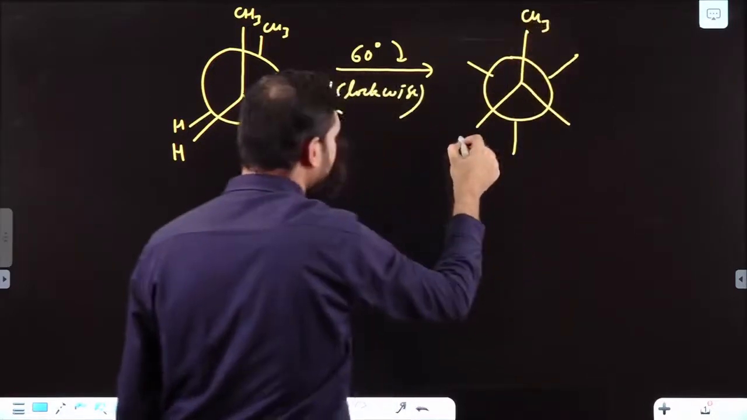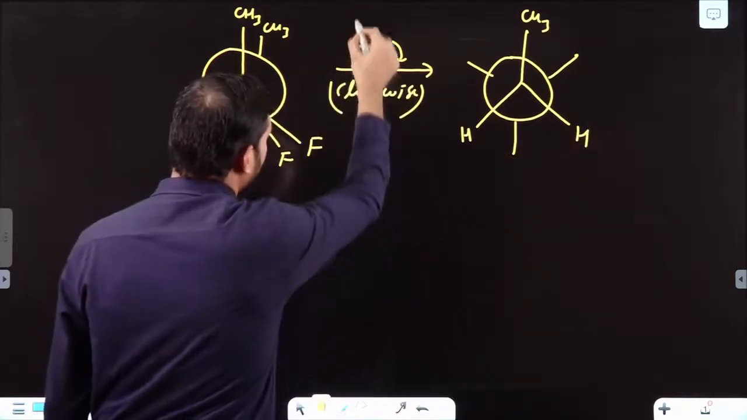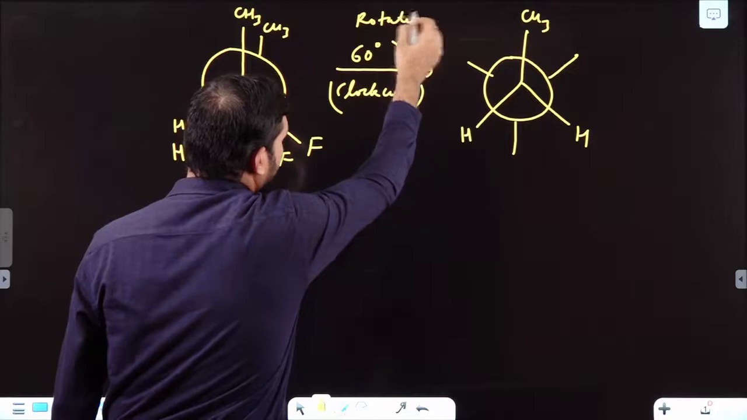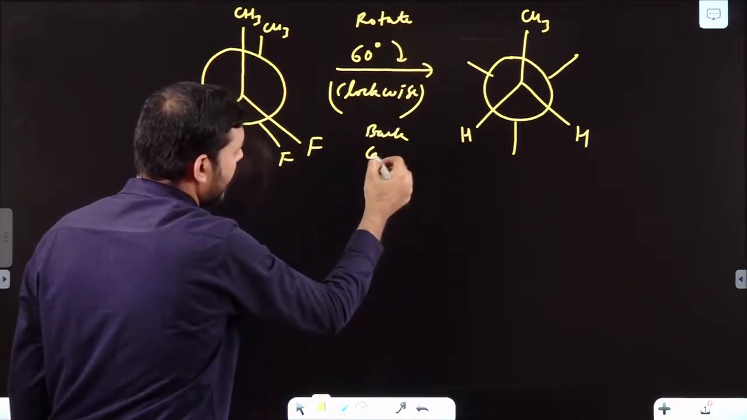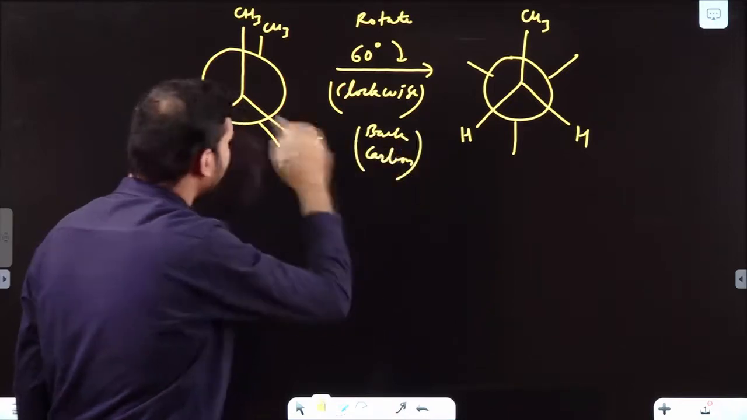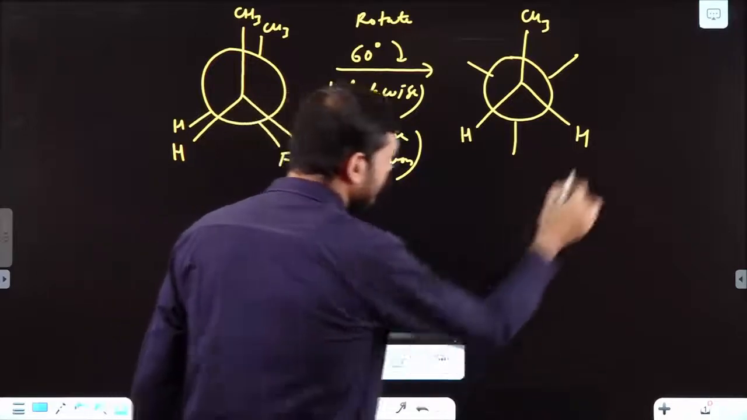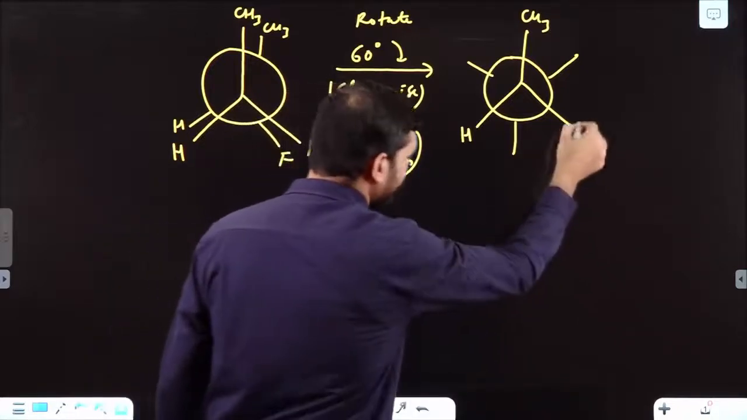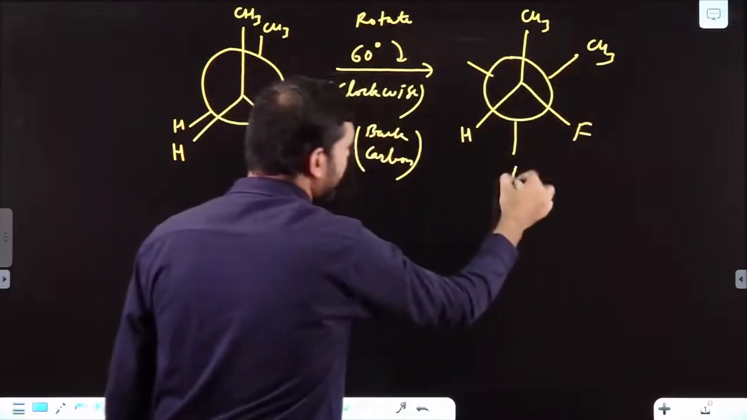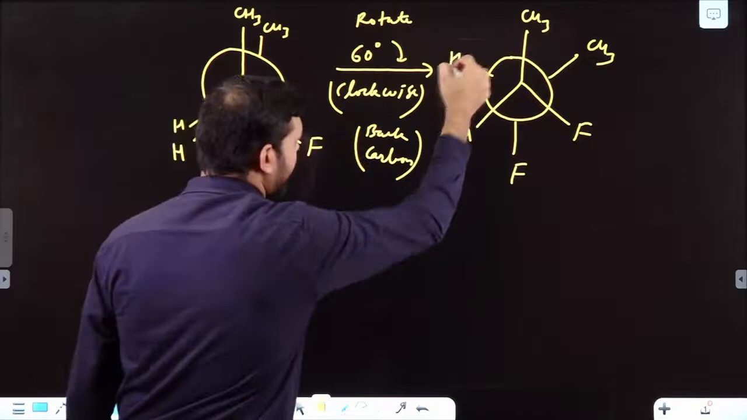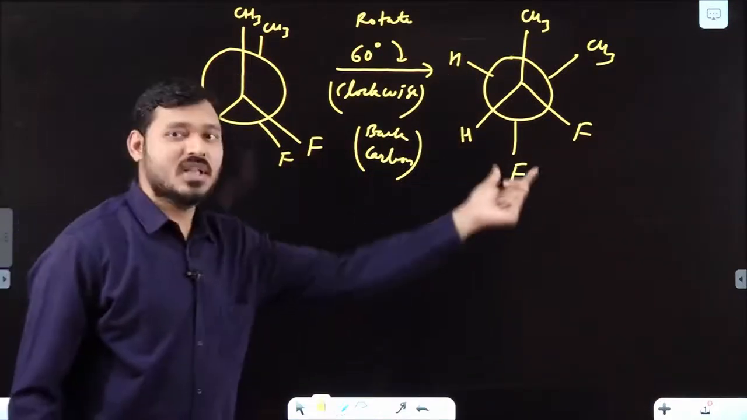CH3 at the top as it is. Rotate 60 degrees clockwise the back carbon. Keeping the front part as it is, I have just rotated the back part. Now this methyl will come here, this fluorine will come here, and this hydrogen will come here. So dear students, let me draw this one and this one as well.